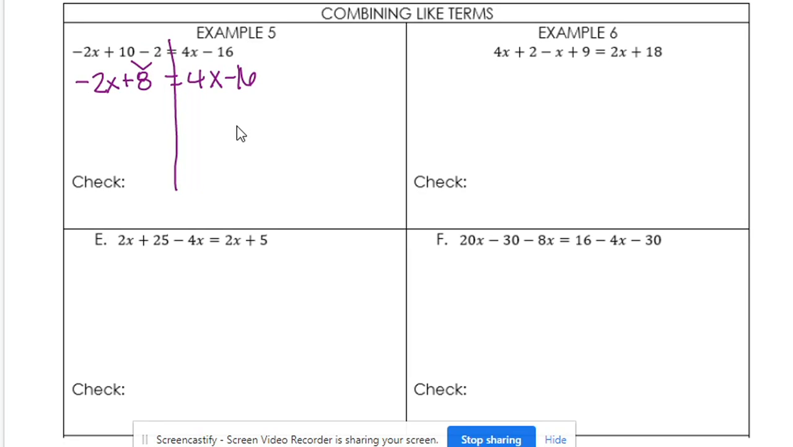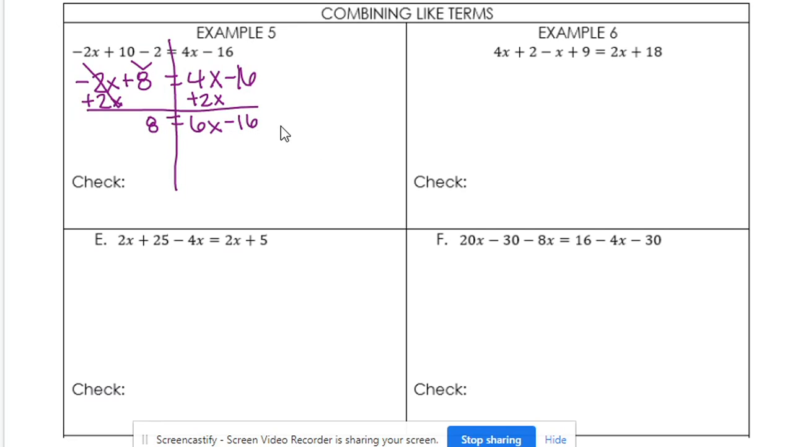The next step is, do we have variables on both sides? Yes, we do. So we compare them and move the smaller one. So which is smaller, negative 2x or positive 4x? Negative 2x is smaller, so do the inverse, which would be add 2x. What you do to one side, you have to do to the other. So negative 2x and positive 2x cancel, and I'm left with 8 on the left. 4x plus 2x is 6x, and bring down my minus 16.